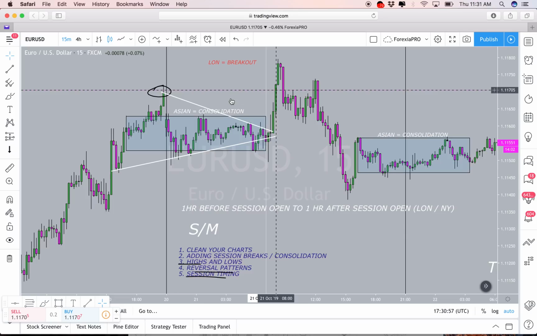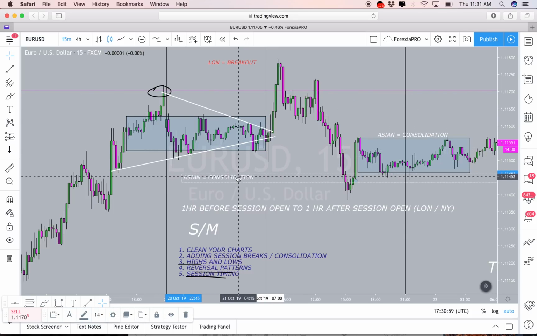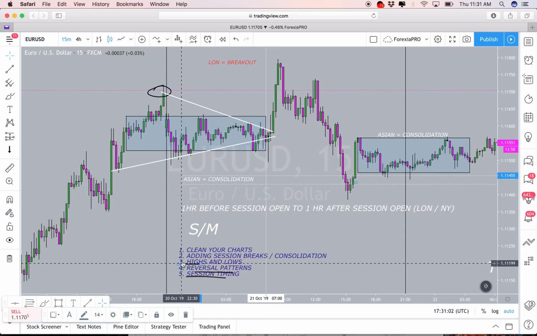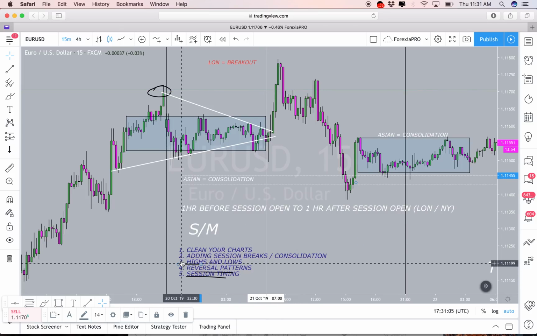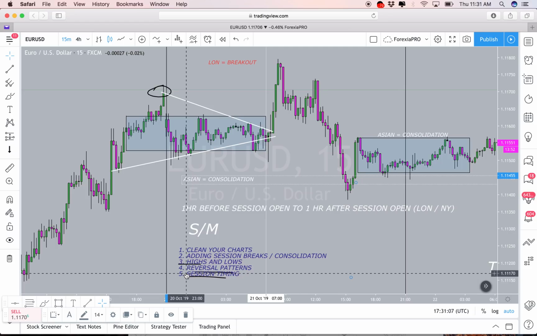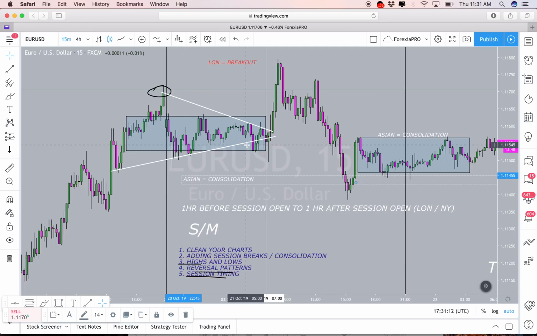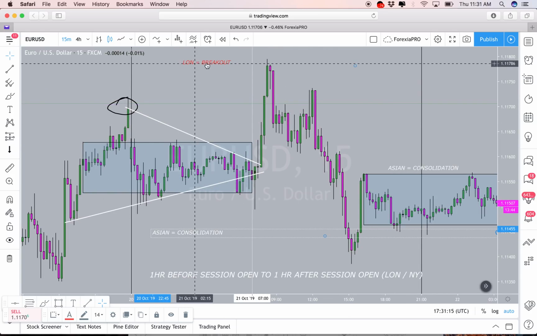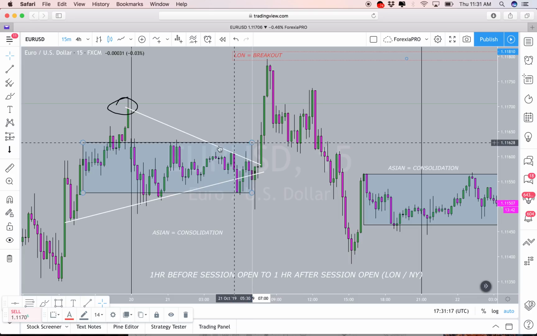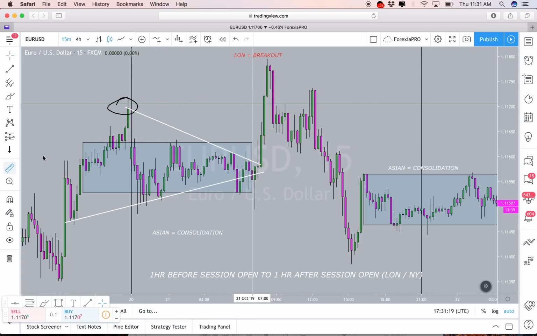Okay, this is why this is very, very important. These last 3 points here, actually this is all very important. But the last 3 points here, if they don't all line up, you can't take the trade. You just can't. Okay? Now let's look at London session breakout. Then we have the next session 5 hours after London session, we have New York session.